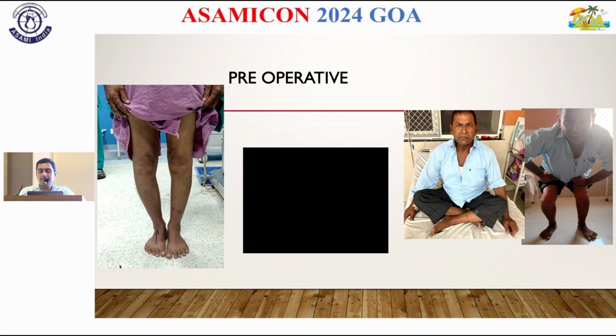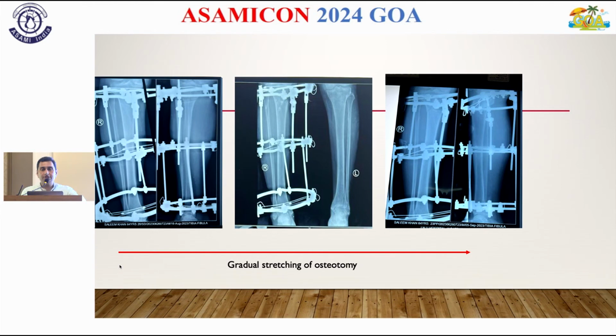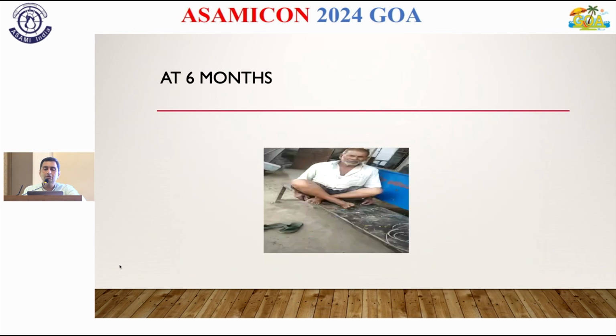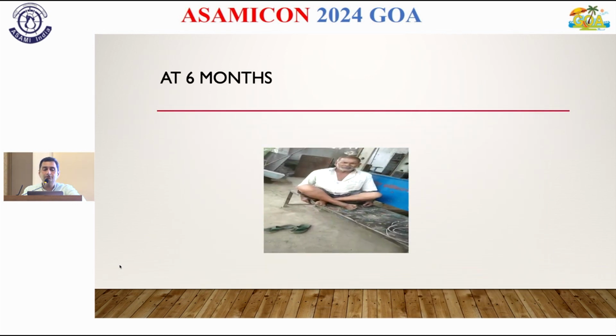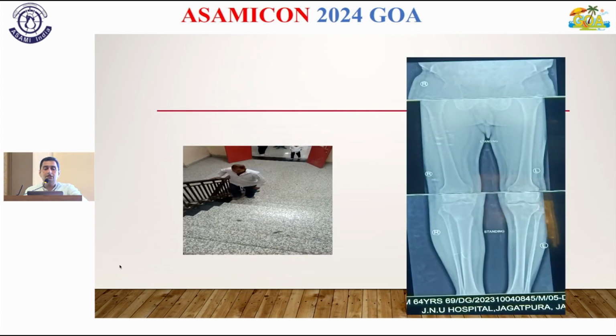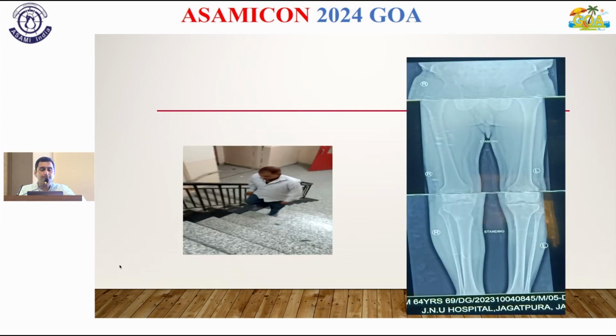So he wanted to go back to his activities, so he was subjected to a similar type of osteotomy, that is infratubercle medial open wedge osteotomy with a gradual stretching of the osteotomy. In this figure you can see as the deformity correction progresses, there is a bit of valgus orientation of the lateral hinges, and the parallelism of the rings is achieved. This is him at 6 months following osteotomy, and this is him after 1 year of osteotomy. Very good.